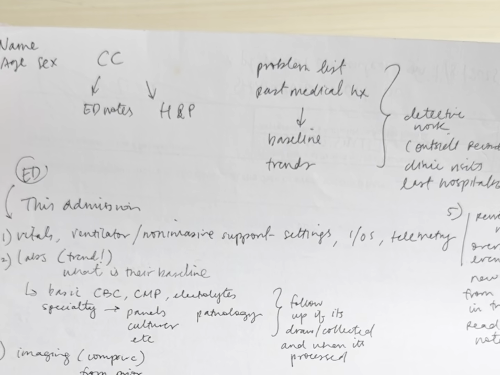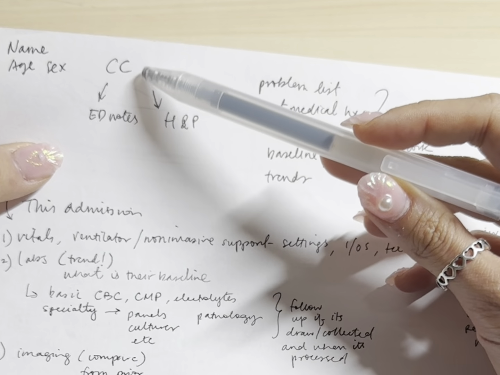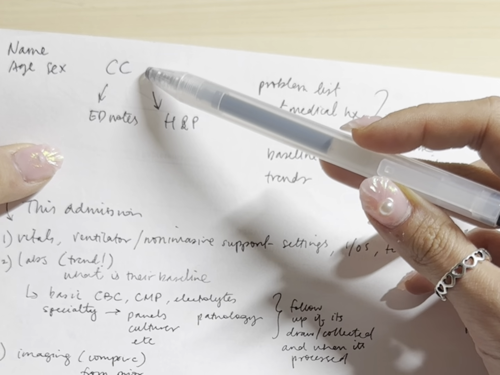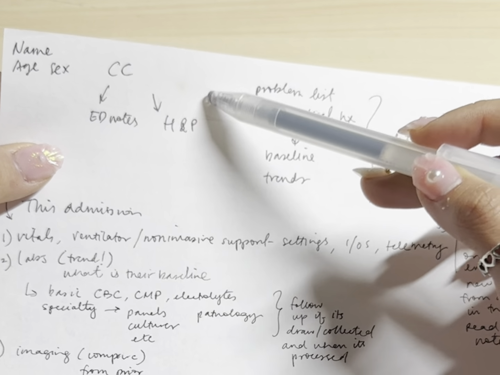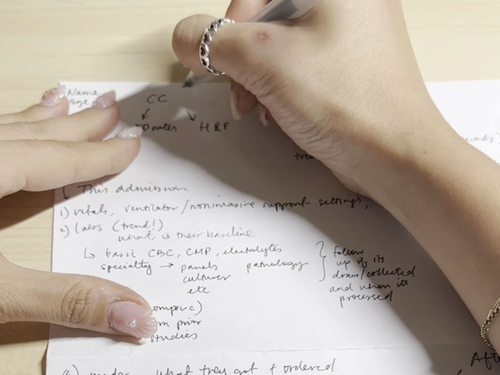So first, always check their name, age, and sex. And I like to know what their chief complaint was. What is their chief complaint when they came into the hospital or the ED? So usually you can get that on the ED notes or the H&P. And sometimes this might be different than why they're admitted.